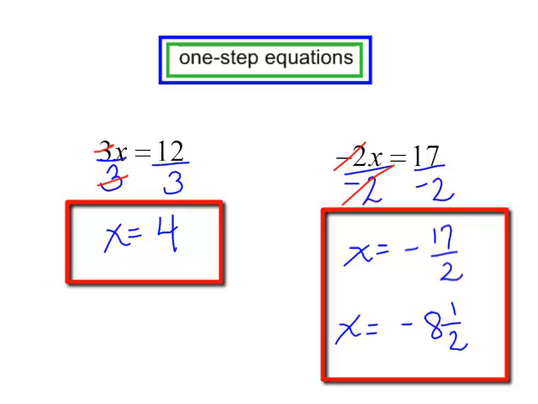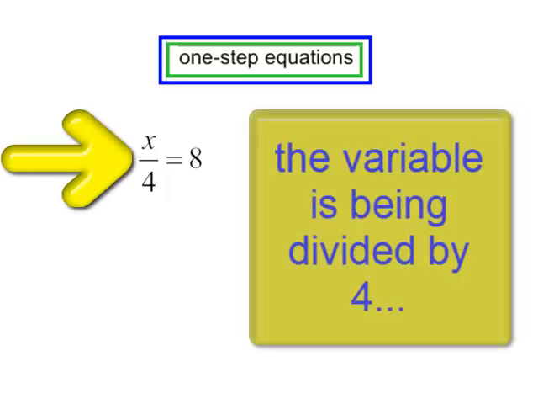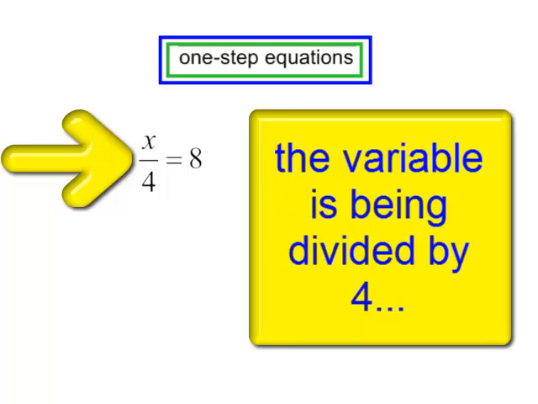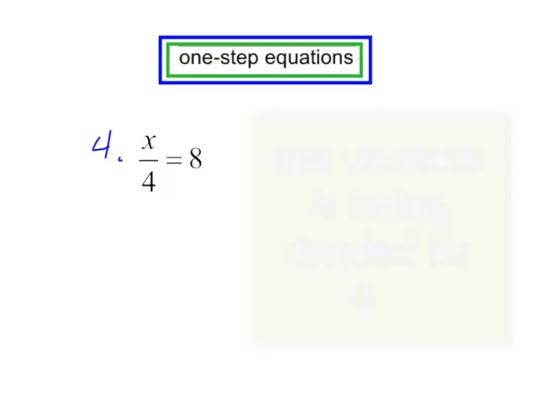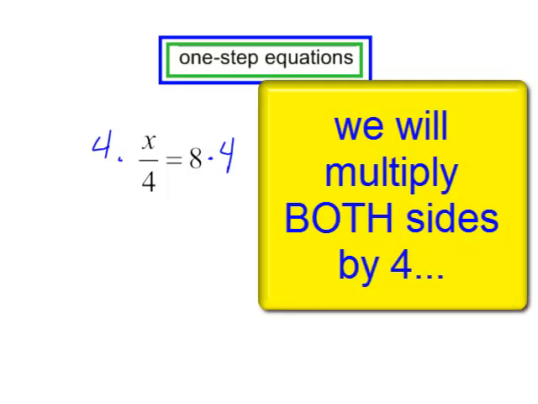Let's try some more. In this problem, I have x divided by 4 equals 8. Okay, so the variable is being divided by 4. The opposite of divide by 4 is to multiply by 4. And remember, whatever you do to one side, you have to do to the other.